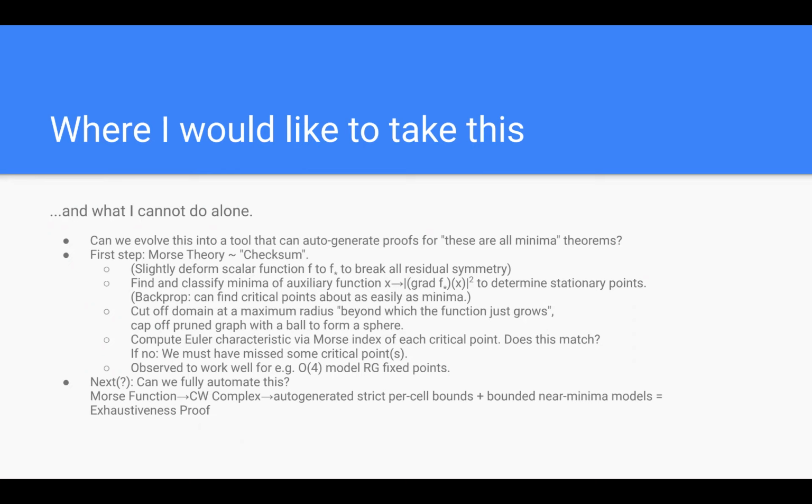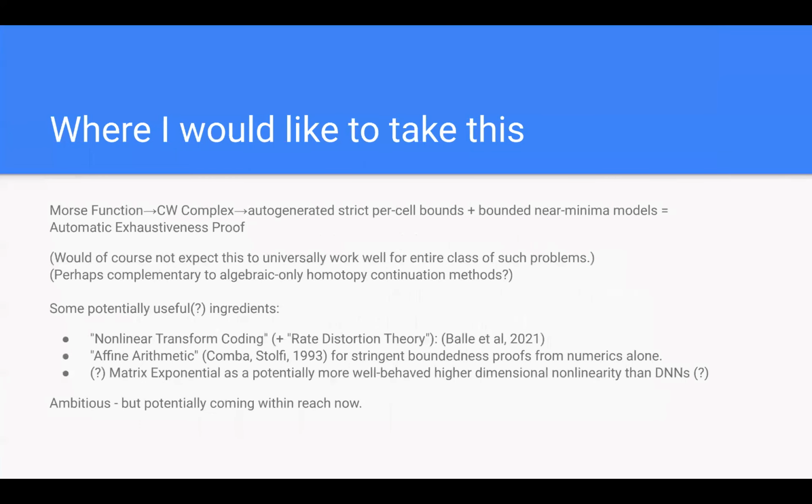So the next step, I think, is to look into whether we can perhaps fully automate an approach that works as follows. We start from a Morse function. We then see if we can automatically work out a CW complex. So basically the decomposition of our space into cells that are disks. And then the question is whether we can use machine learning methods to auto-generate strict per cell bounds and near the minima also bounded models of the function. And this would then give us an automatic exhaustiveness proof.